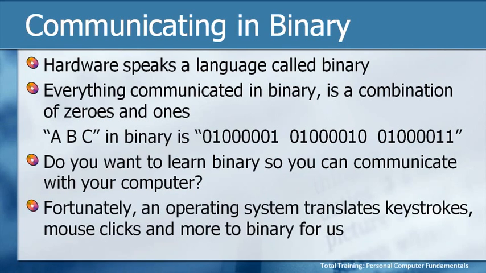Well, fortunately, that's exactly what the operating system does for us. The operating system is the translator. It translates keystrokes, mouse clicks, and sometimes even those voice commands that we've talked about into binary code that the hardware can understand. So if I double-click on something, the operating system says, aha, she double-clicked on a file, that means she wants to open the file, and it translates that into a binary command that the hardware can understand. Isn't that cool? That's what the operating system really does.